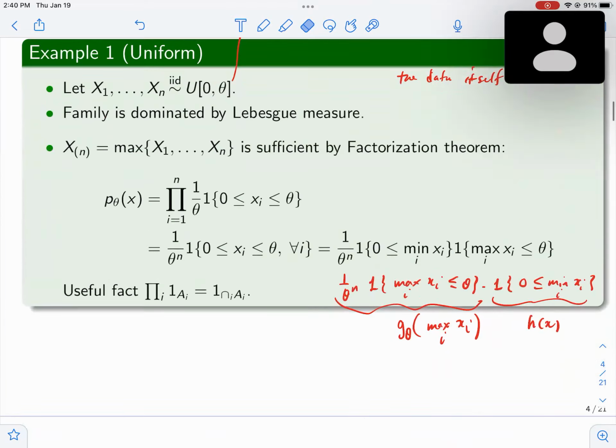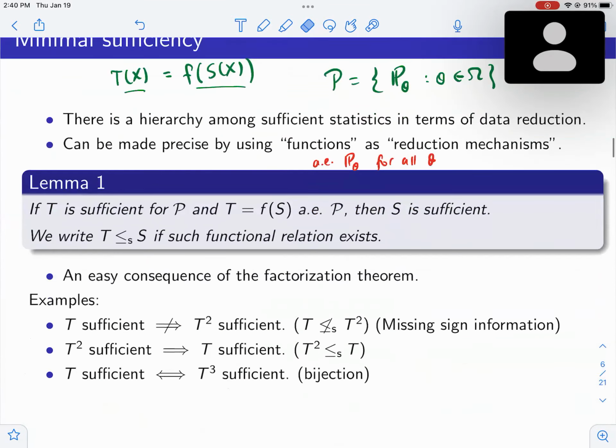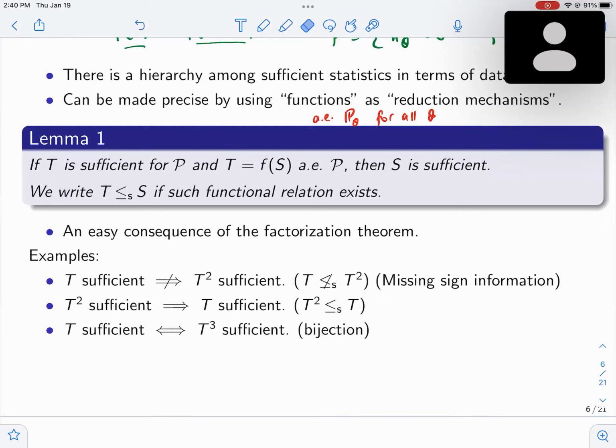Not sure if I'm answering the question, but this formalizes what it means to be smaller. That's what it means for us to be smaller: there is a mapping that maps us down by a function that I can't invert. Okay, other questions?